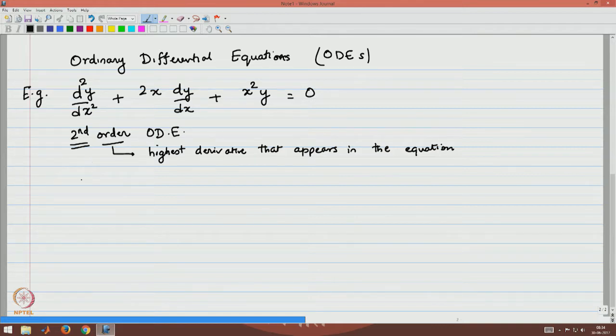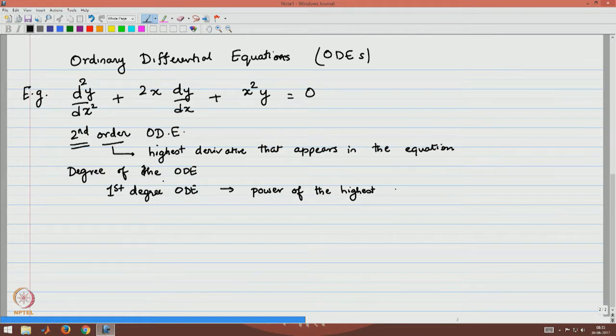Okay. Now, there is another term called the degree of the ODE. The above equation is a first degree ODE. This is the power of the highest derivative. Now, the highest derivative is the second derivative, and you can see that you have the second derivative to the first power. On the other hand, if you have something like, let us say, dy by dx whole square equal to 4xy plus 2 sin x, this is another example. This is degree equal to 2.